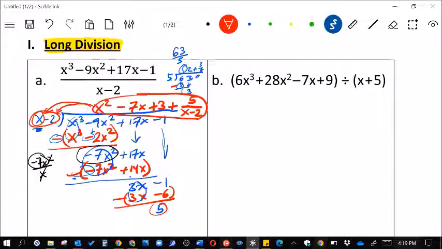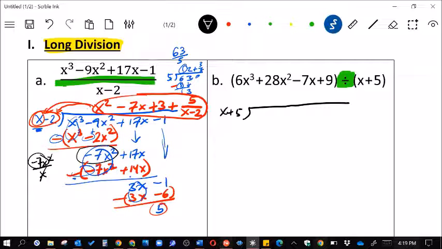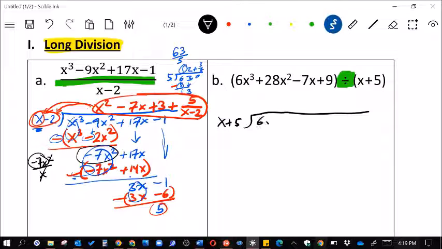Let's do a second one now. And in this second one, we have it divided by that, but that's the same thing as using a fraction line. They both mean the dividing. So I'm going to set this up to do the same, x plus 5. I think I want to make it a little lower down here. x plus 5, 6x cubed plus 28x squared minus 7x plus 9.